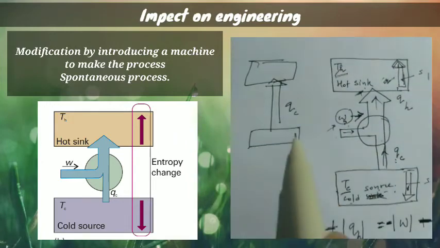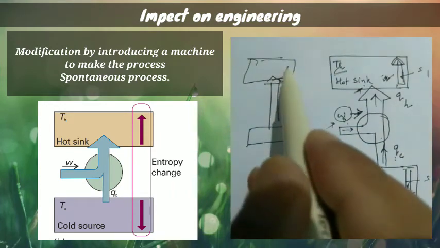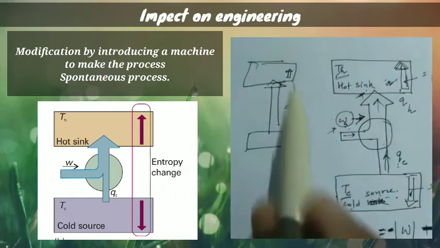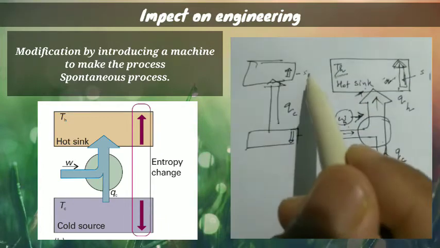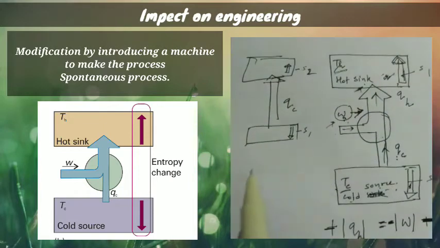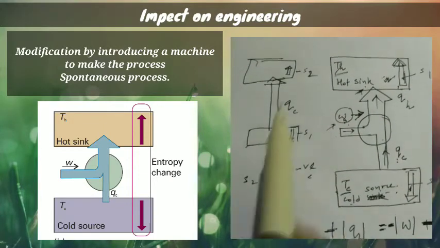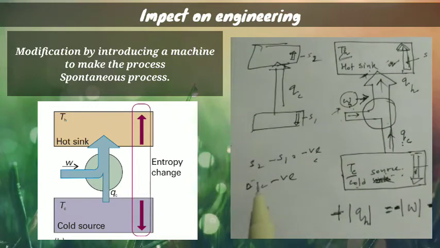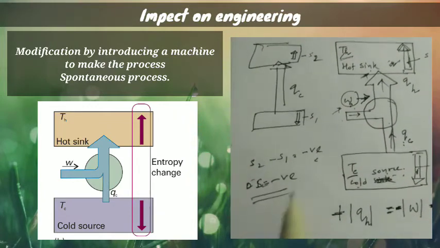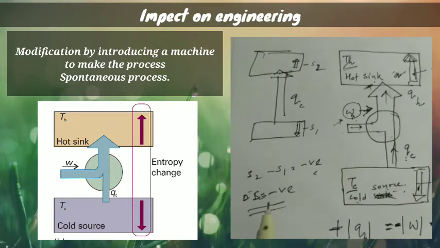So it is not possible, because the amount of this entropy is higher than the amount of this one. If this one is S1 and this one is S2, then S2 minus S1 is negative, because this is less. If del S is negative, then it is not a spontaneous process.